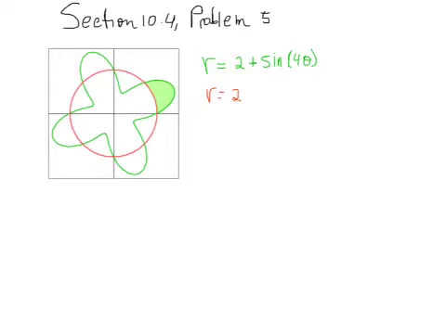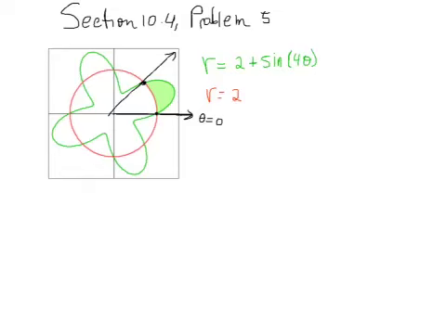Okay, this is section 10.4, problem 5 on the Webwork. So for this version of the problem, we're given this sort of rose curve with 4 petals, whose equation is r equals 2 plus sine 4 theta. And then the circle in red is r equals 2, and we want to find the area of the shaded region. So again, we're going to have to find the points of intersection, which are right here. But I can tell from the picture that one of them is going to correspond to theta equals 0. So I just have to find this angle as well.